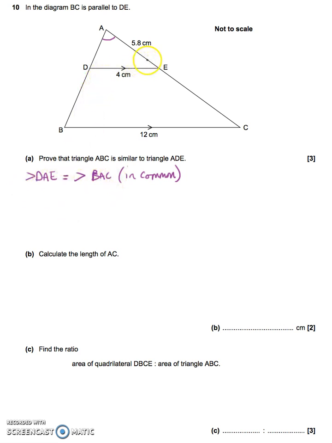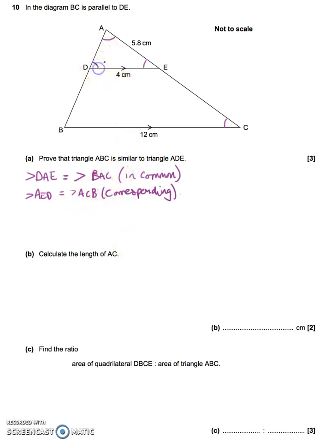Now, we need to prove that all the angles are the same, so this angle and this angle are going to be the same, but why? So angle AED is equal to ACB. And that's because you've got the parallel lines, they are corresponding to each other. That's what you can say there. So they are corresponding angles, corresponding it will do.